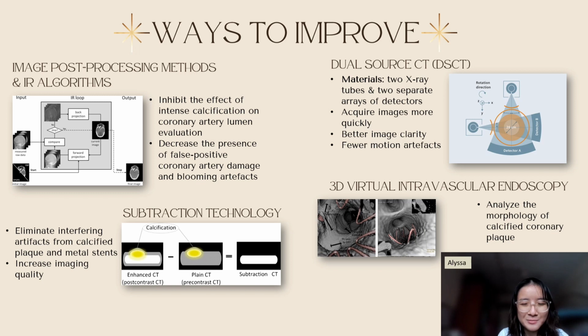Here are some of the ways to improve the limitations of CT scanners. The first one is by using image post-processing methods and iterative reconstruction algorithms. By using this method, it can inhibit the effect of intense calcification on coronary artery lumen evaluation and decrease the presence of false positive coronary artery damage and blooming artifacts.